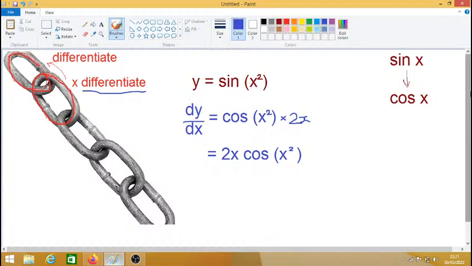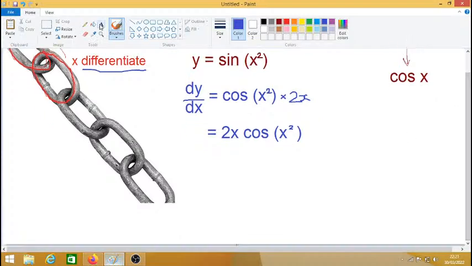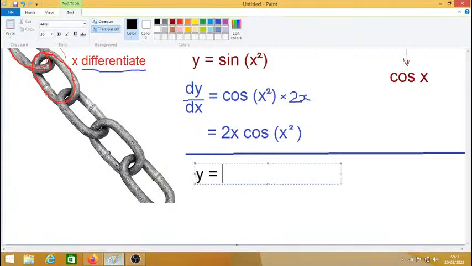So hopefully not too difficult for you. Let's try one more. So this one here, let's go with cos this time. y is equal to cos of 2x plus 1.